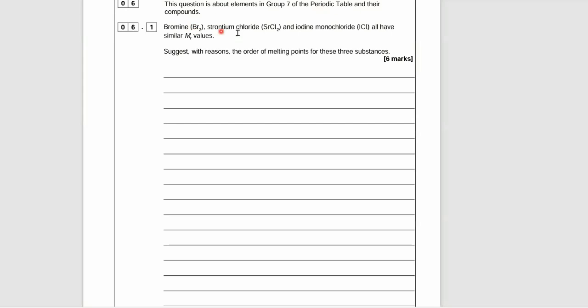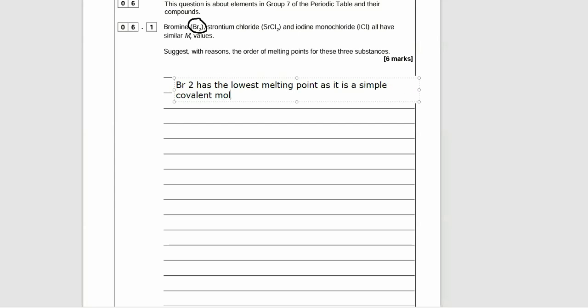Question 6. The question is about elements in group 7 of the periodic table and their compounds. Bromine, strontium chloride, and iodine monochloride all have similar Mr values. Suggest with reasons the order of the melting points for these three substances. So bromine is the lowest melting point as it is a simple covalent molecule.